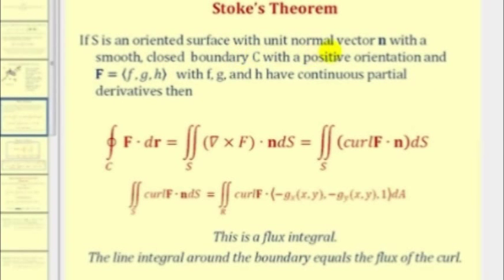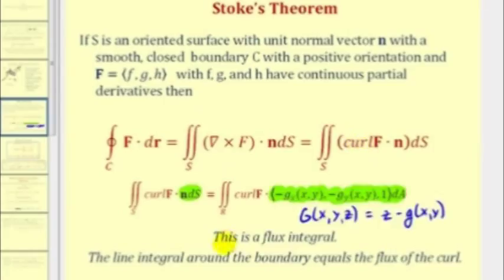Stokes' theorem: if S is an oriented surface with unit normal vector N with a smooth closed boundary C with a positive orientation, and F equals the function f, g, h, with f, g and h having continuous partial derivatives, then the integral of F dot dr equals the double integral of curl F dot n dS. This is a flux integral. The line integral around the boundary equals the flux of the curl.